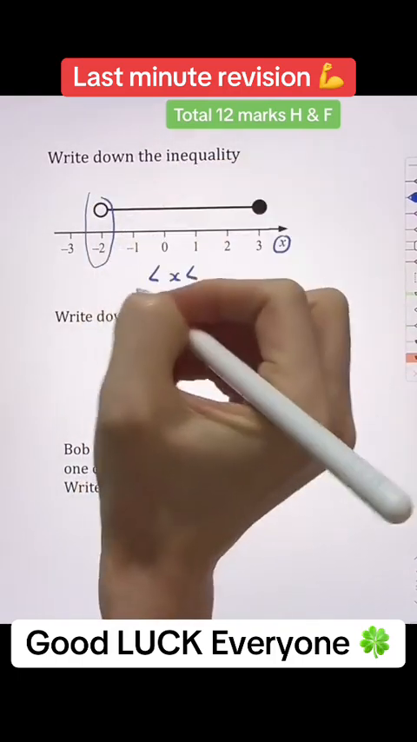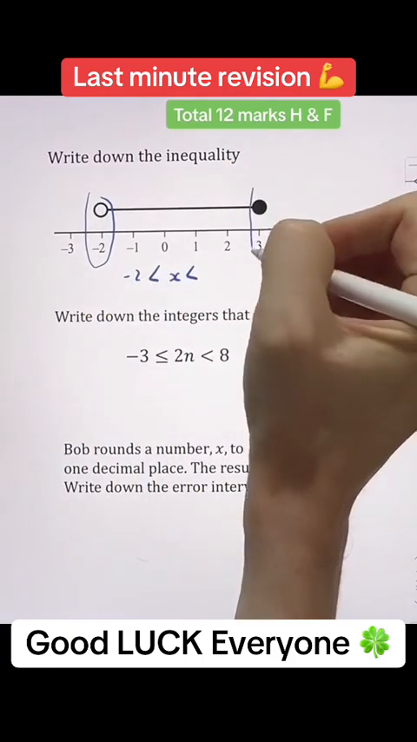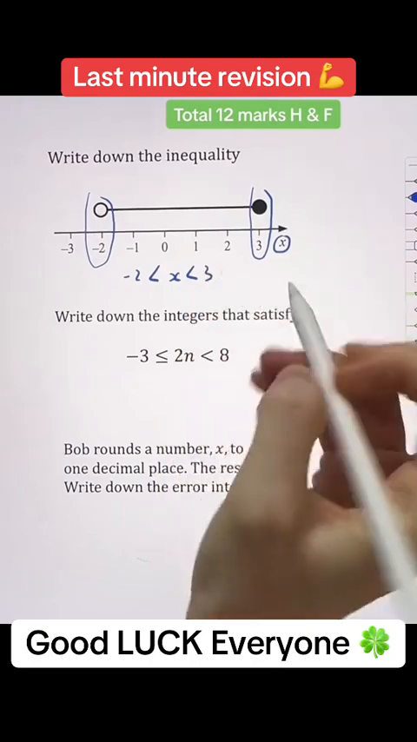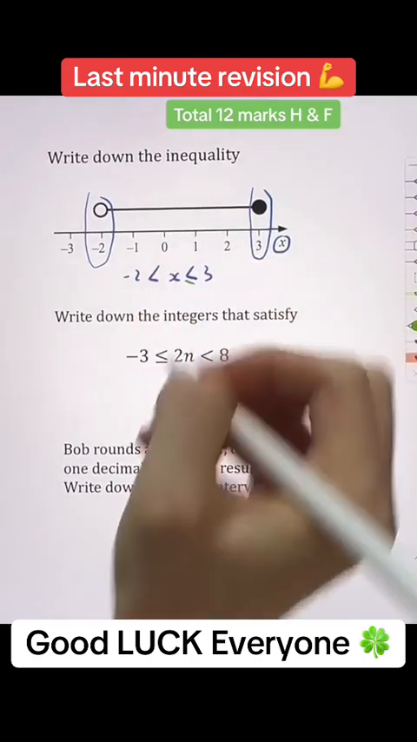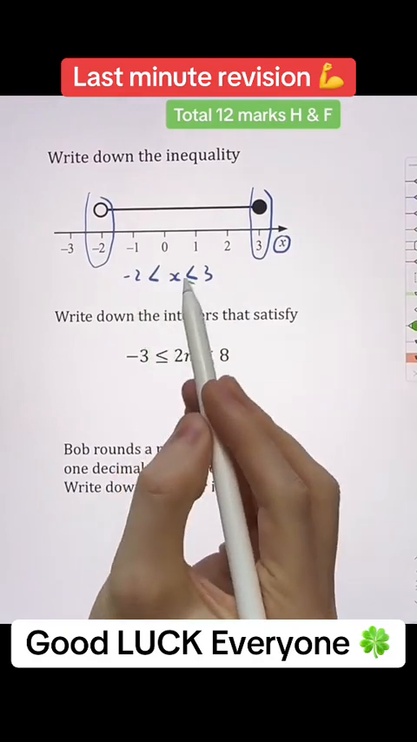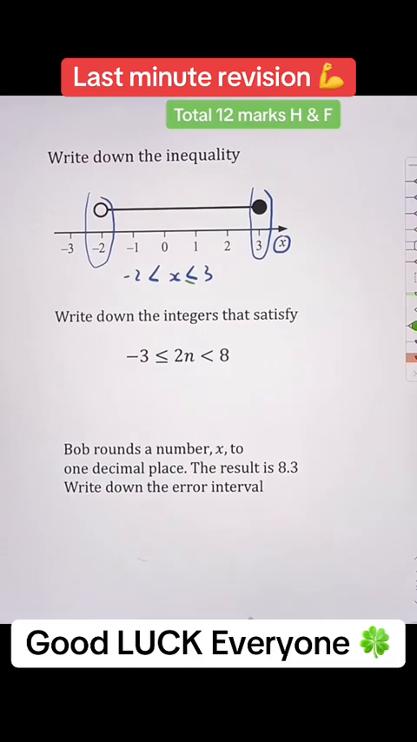In this case, -2 goes on the left. In this case, +3 goes on the right. If it's a coloured in circle, that means we include it, which means we have an extra line under that inequality. So x is greater than -2 and x is less than or equal to 3.